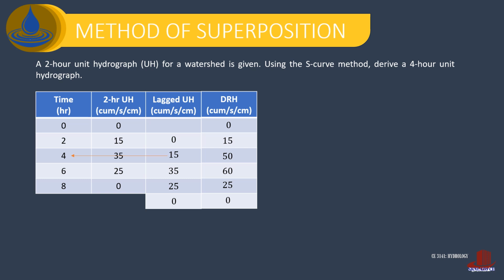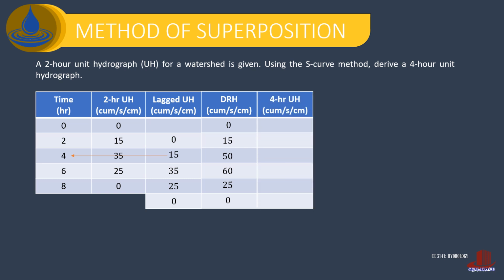Having a DRH, we determine the unit hydrograph by dividing the direct runoff hydrograph by the depth. From the lags, we can easily identify that the effective rainfall depth is 2 centimeters, which we use to divide the DRH. T0 is still 0, but 15 over 2 is 7.5 at T2. 50 over 2 or 25 at T4. Half of 60 is 30 at T6. Then 25 over 2 is 12.5. Then 0 at T10. We arrive at the same 4-hour UH values from the previous method.